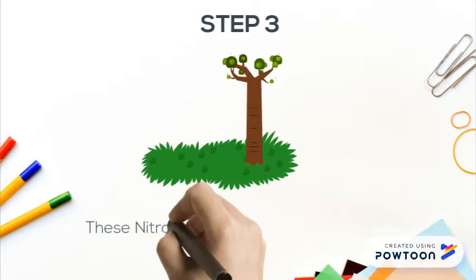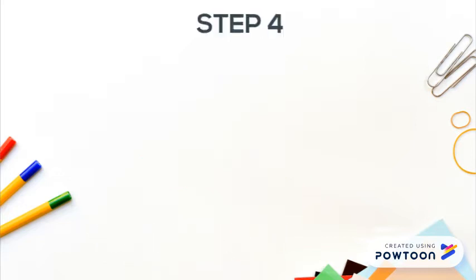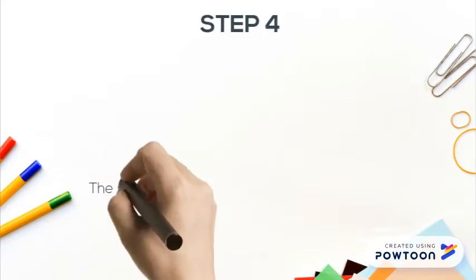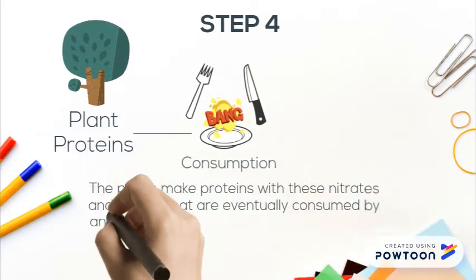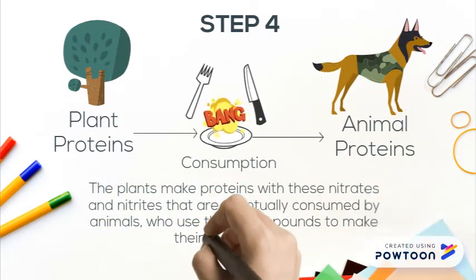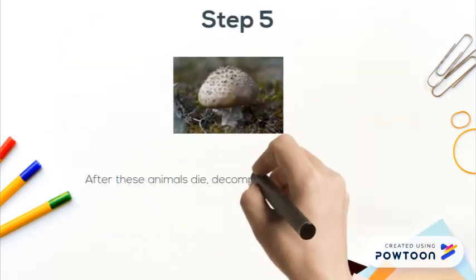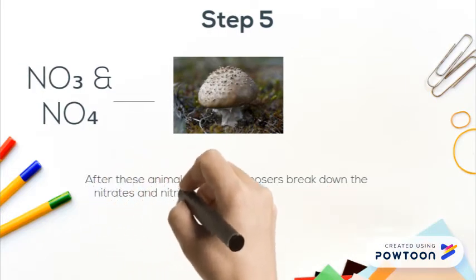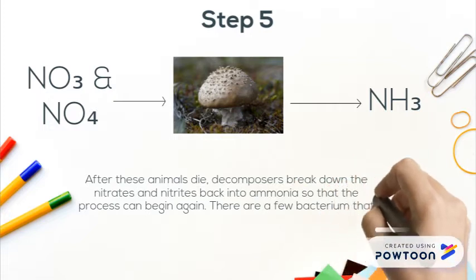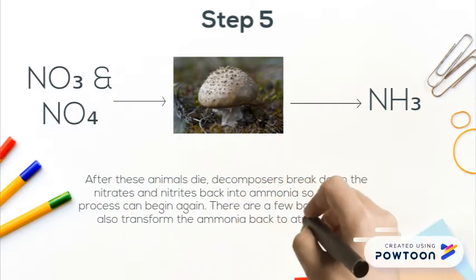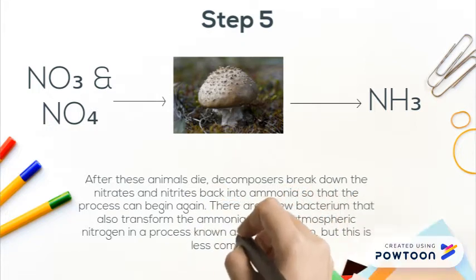Step 3. These nitrates and nitrites are absorbed by plants through the soil. Step 4. The plants make proteins with these nitrates and nitrites that are eventually consumed by animals, who use these compounds to make their own proteins. Step 5. After these animals die, decomposers break down the nitrates and nitrites back into ammonia so the process can begin again. There are a few bacteria that can also transform ammonia back into atmospheric nitrogen in a process known as denitrification, but this is less common.